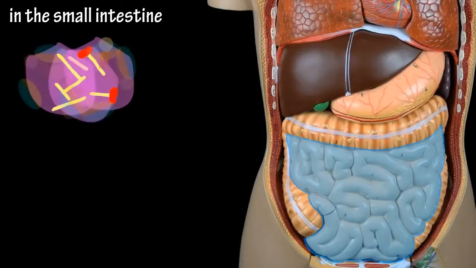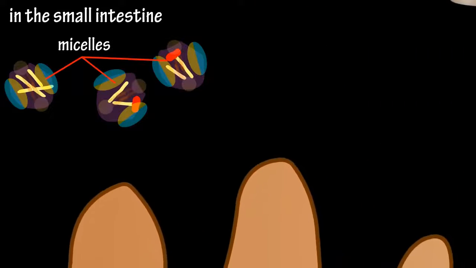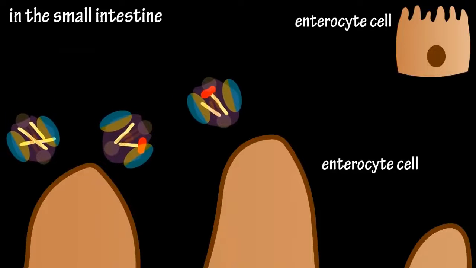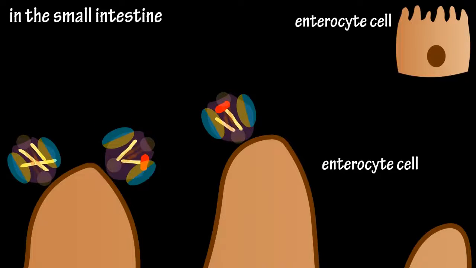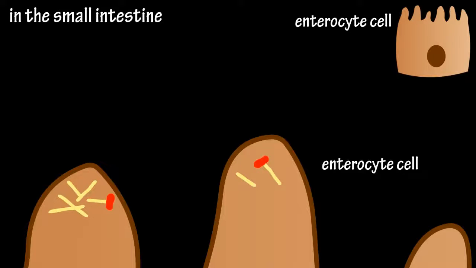These then associate with bile salts and phospholipids to form micelles, which are much smaller than emulsion droplets. Basically, the micelles transport the monoglycerides and fatty acids to the membranes of the enterocyte cells of the small intestine, where they diffuse or are absorbed across the cell membrane into the cell. Once inside the enterocyte cell, the fatty acids are reattached with the monoglycerides to reform triglycerides. The triglycerides, along with other lipids, are then sort of wrapped with protein to form a lipoprotein called a chylomicron.